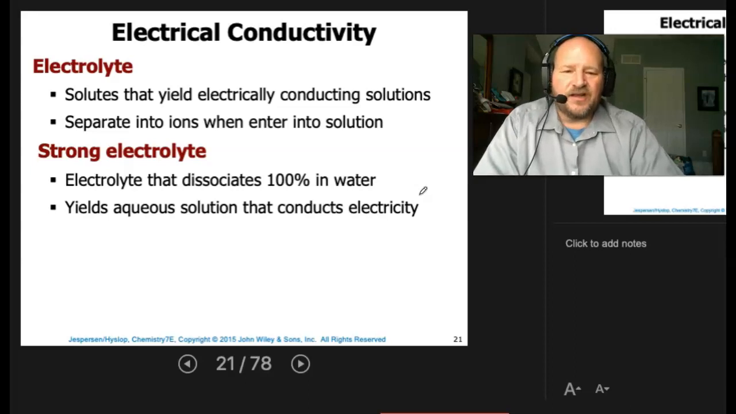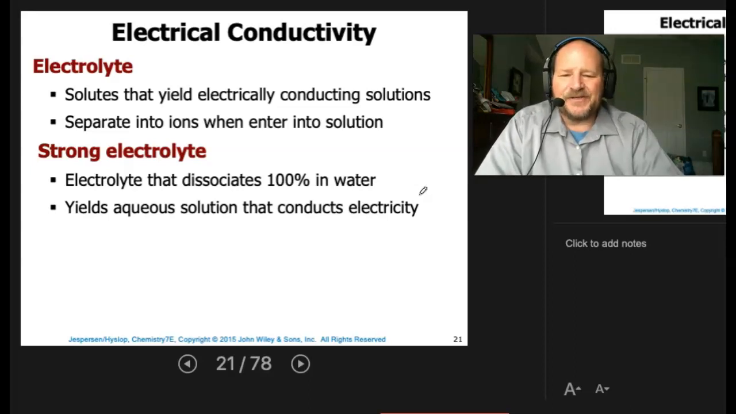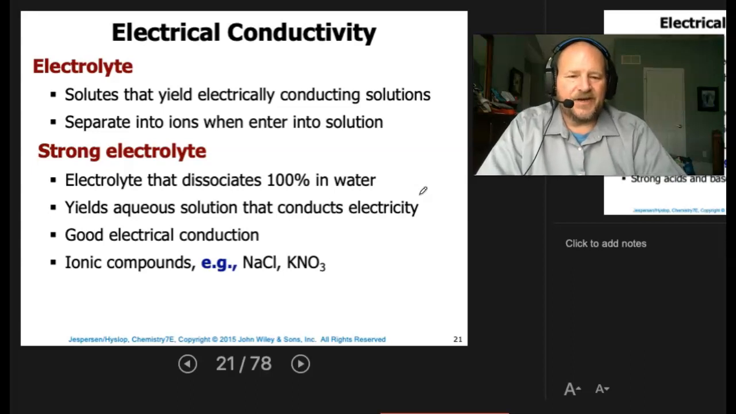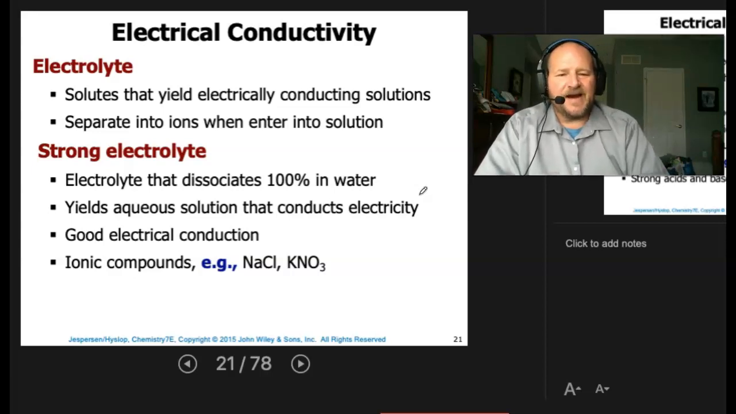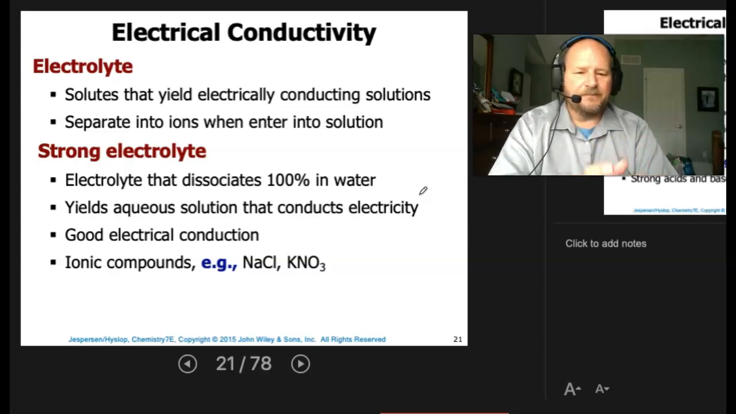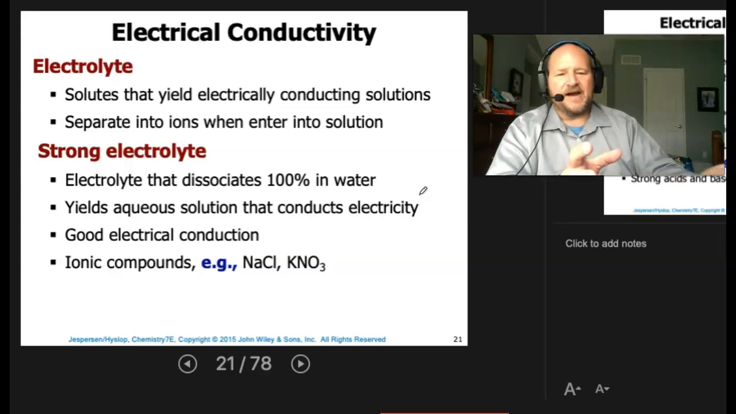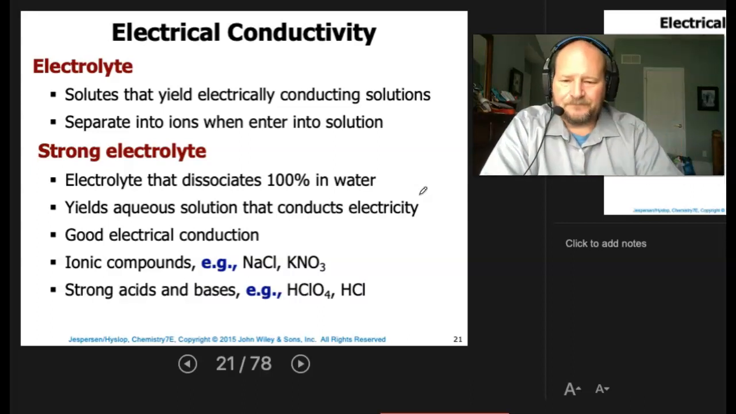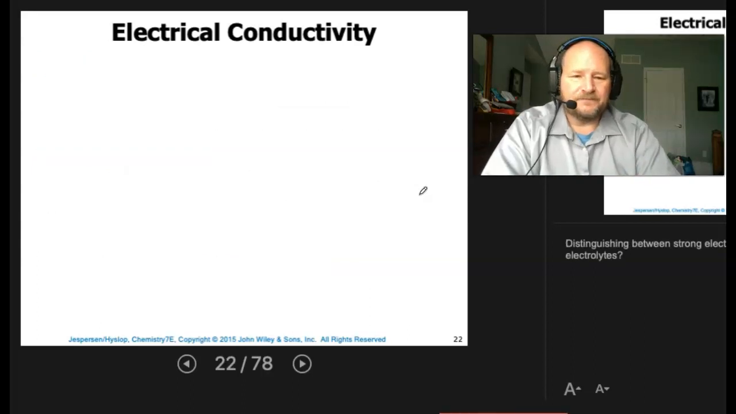Now, if we have a strong electrolyte, that means it's going to yield an aqueous solution that conducts electricity. So we're going to have good electrical conduction here. So for instance, if I use something like sodium chloride or potassium nitrate, these are strong ionic compounds, strong electrolytes, and they completely dissolve. And so we can actually see this when we look at the light bulb and the conductivity tubes. So if I put potassium nitrate solution in and I hook the battery up and I get that circuit to go, we'll get a very bright light. If we use a strong acid or a strong base, again, we'll see a bright light.